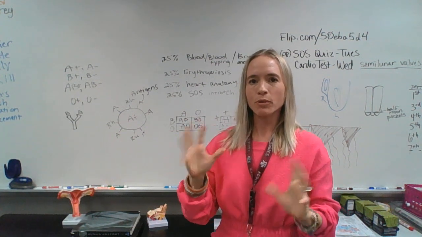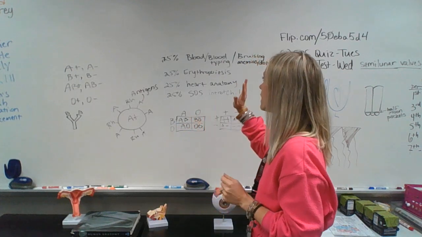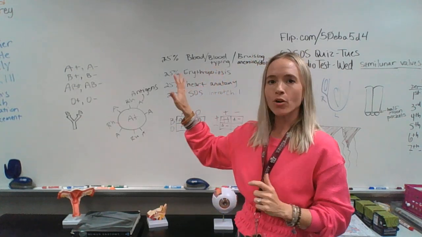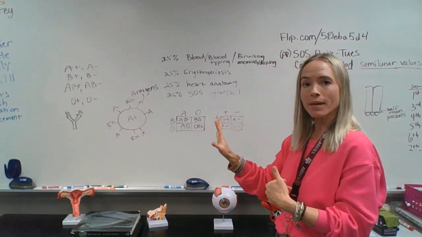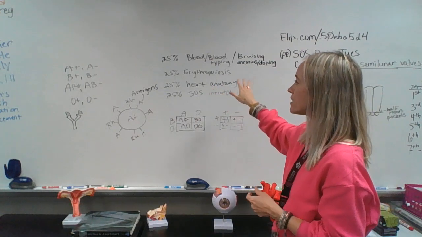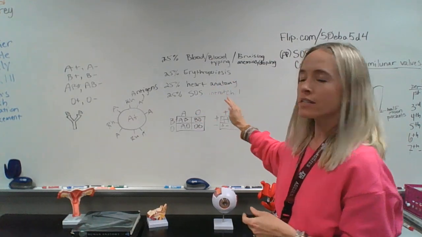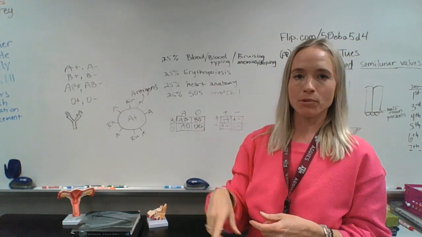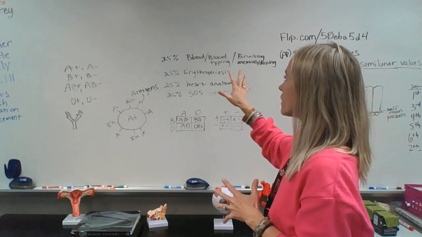All right, so to review the cardio unit, your test is going to be 25% going over blood typing, anemias, doping, and bruising, 25% erythropoiesis, 25% heart anatomy, and 25% survival of the sickest, the intro and chapter 1. So let's quickly go over blood components.